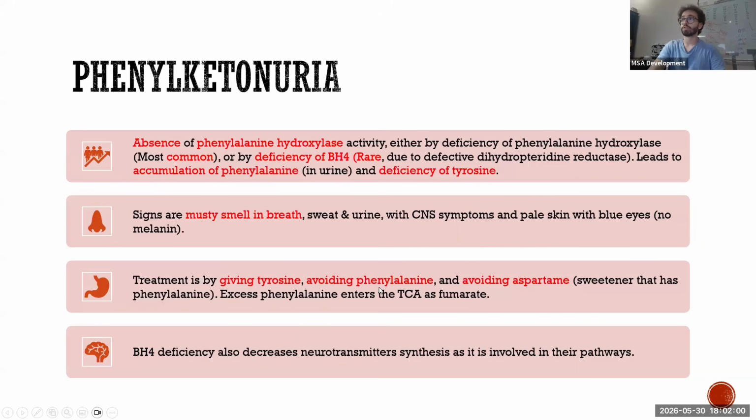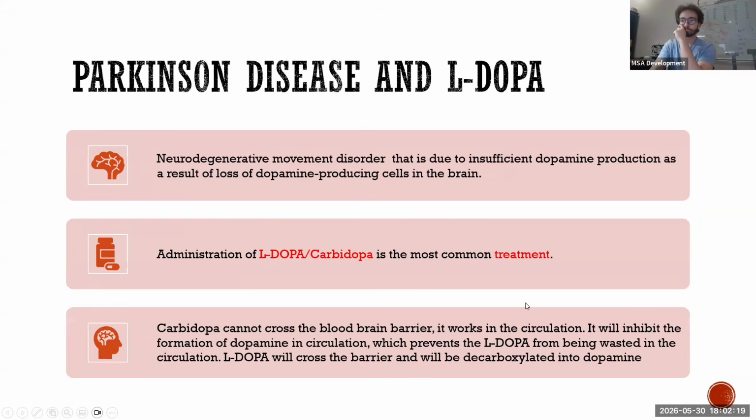But something also important that I want you to avoid in a patient with PKU is what? Aspartame. Why? Aspartame, what is it? It's a sweetener that has phenylalanine. We don't want to give phenylalanine, we want to avoid it. So a patient with PKU, what do we avoid? Aspartame. Remember this, very important.